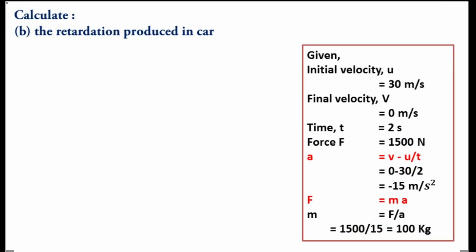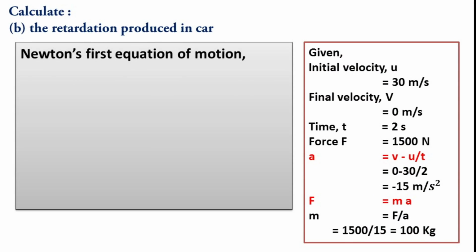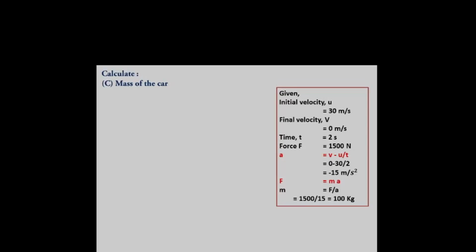Now part B, retardation produced in the car. From Newton's first equation of motion, v is equal to u plus at and a is equal to v minus u divided by t. Substituting the values, a is equal to 0 minus 30 divided by 2, which is equal to minus 15 meter per second square. Here negative sign indicates retardation. So retardation is equal to 15 meter per second square.